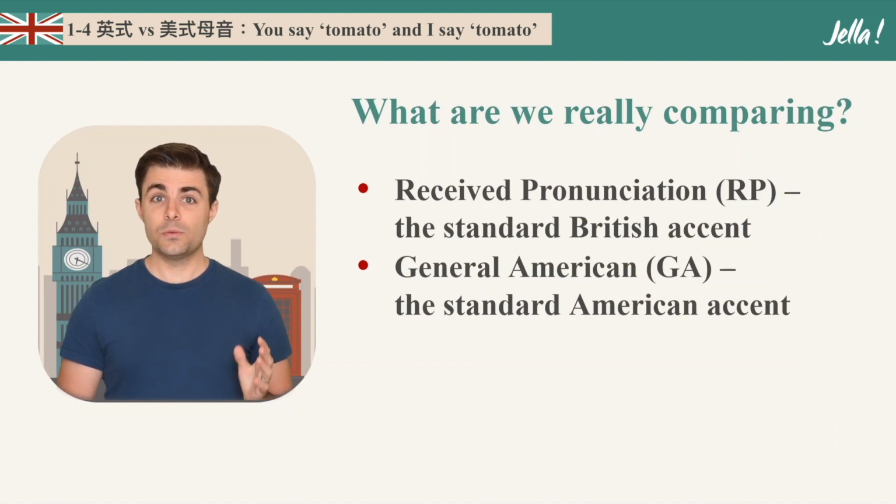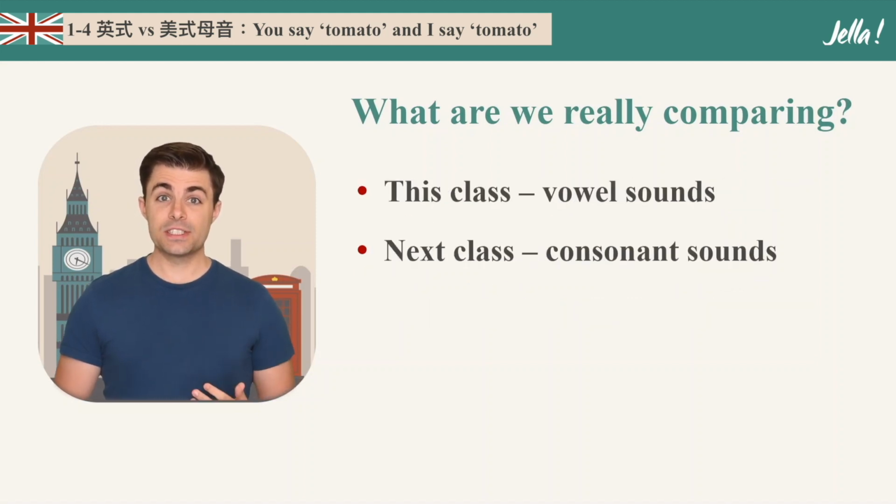So in this lesson, when we're comparing British and American English accents, we'll be using received pronunciation for the British English and General American for the American English. I'll just be calling them RP and GA though for the rest of the lesson, because that's what they're normally shortened to. As I said, in this first class, we're going to be looking at the difference in vowel sounds between these two accents. And in the next class, we're going to be looking at some of the major differences between consonant sounds.